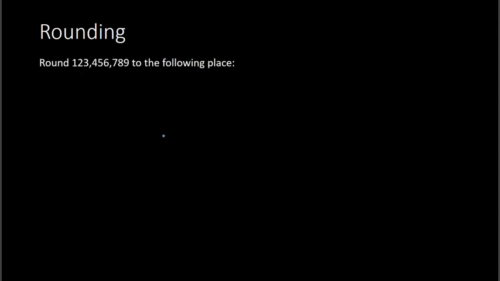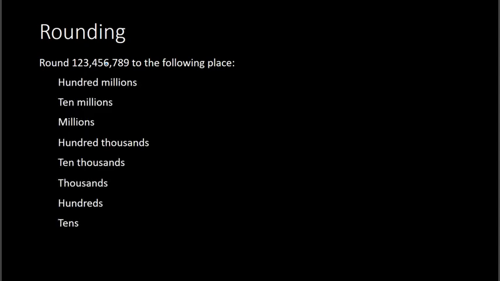Here is a much larger number. So make sure you know your digits. This would be the 100 millions place. The 2 would be the 10 millions. The 3 would be the millions place. Then you have 100,000, 10,000, thousands place, hundreds, tens, and ones place. So we're going to round this to each of those different places.